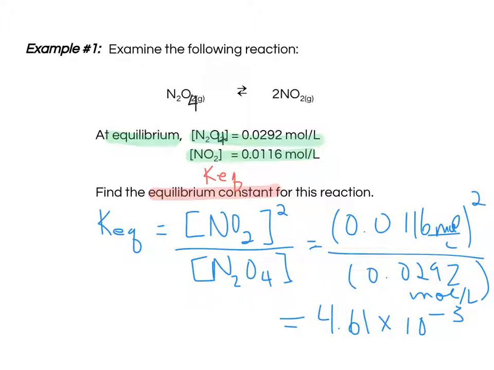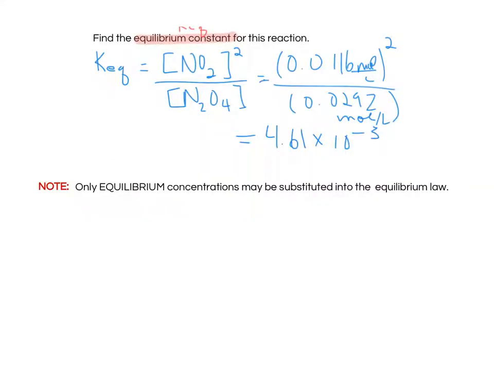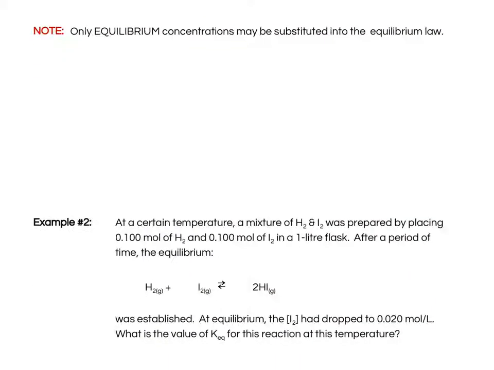So hopefully you found that question to be reasonable. It was sort of our entry-level question. I think we're ready to start a more complex example. So when I was changing the slide to the next question, I noticed that I did have this included in my note. Only equilibrium concentrations can be substituted in the equilibrium law if you expect to get a KEQ value at the end of that. All right, let me slide this up to the next question.